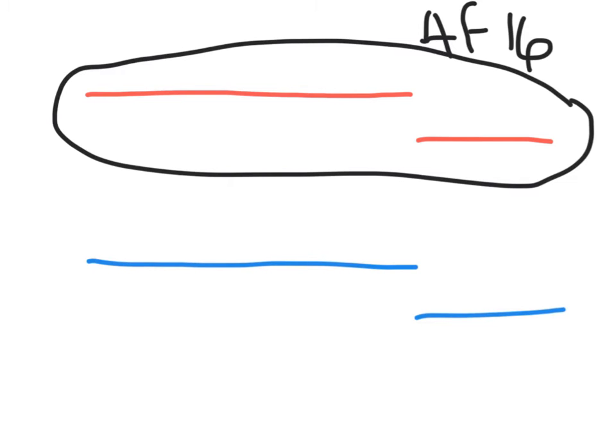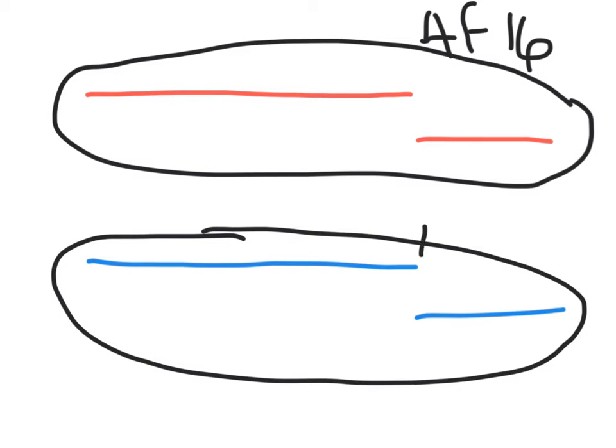So there's an AF16 individual, and here we have an HK104 individual. And so I'm representing, say, chromosome 1 and chromosome 2. They're different sizes. They have more than 2 chromosomes.